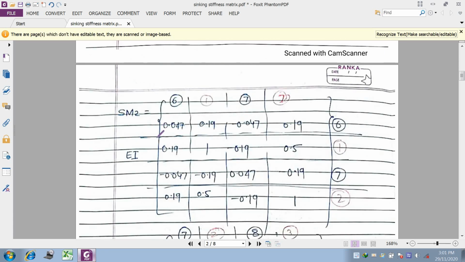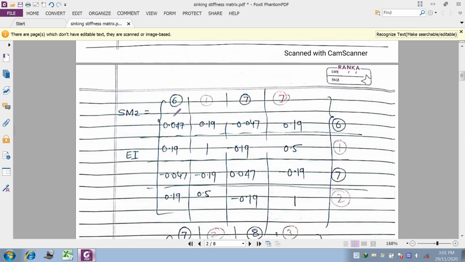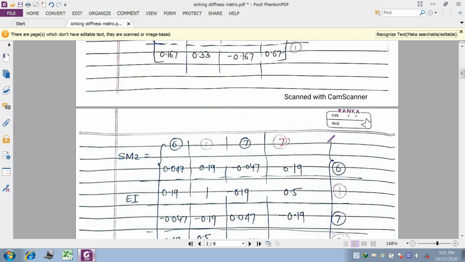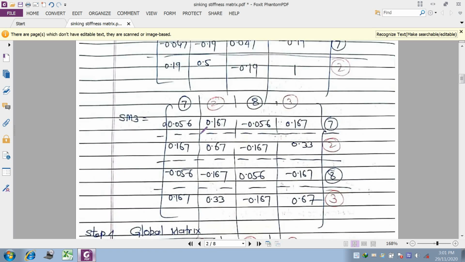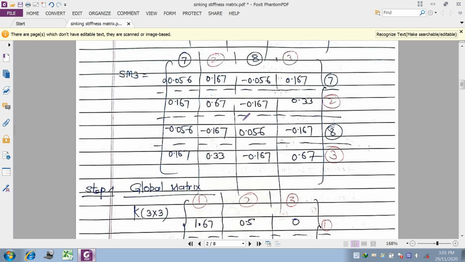Similarly for SM2, we have to take EI as common. And since 2I is there, we have to multiply all the values inside the matrix by 2. So we will get the 6172 matrix form, just like this. And SM3 will be 7283 form. We again take EI as common outside the bracket, multiply each value as per the formula, and we will get SM3 here.